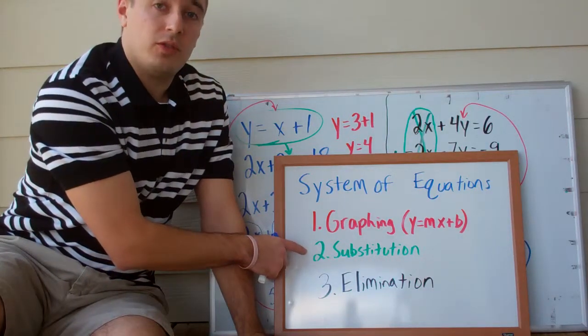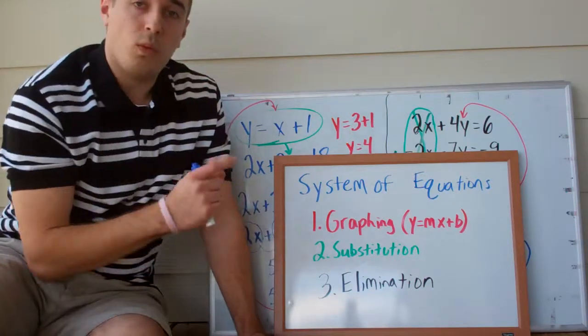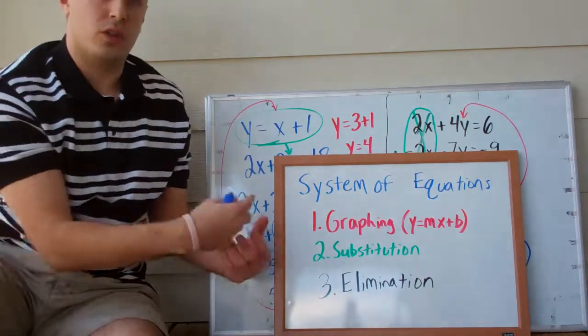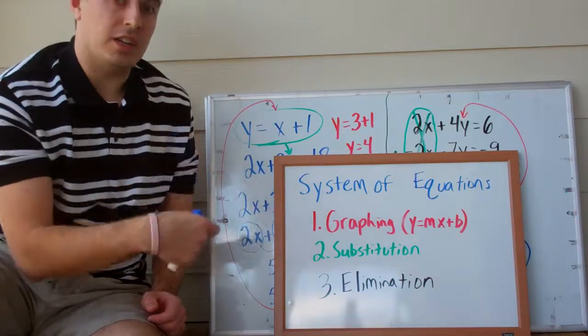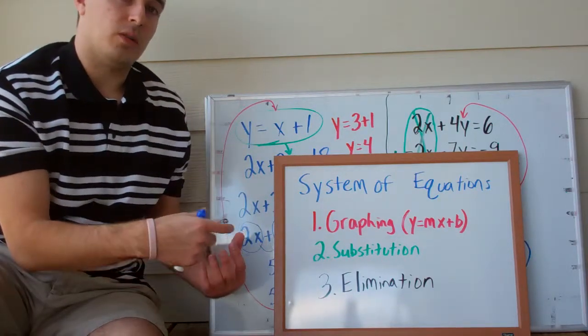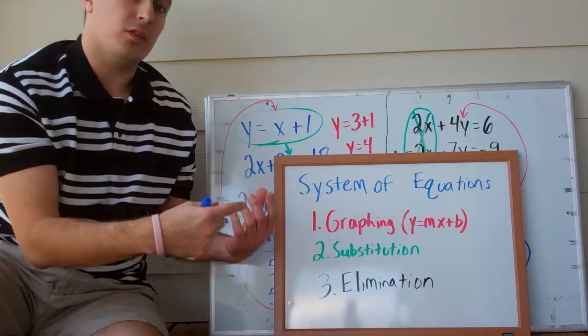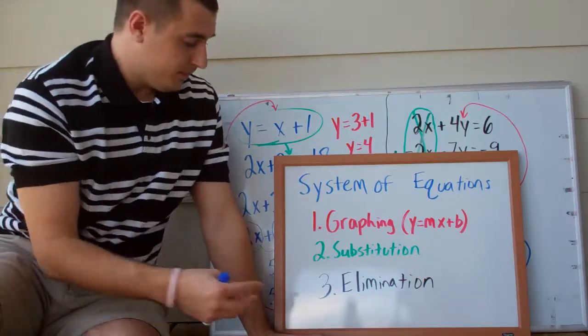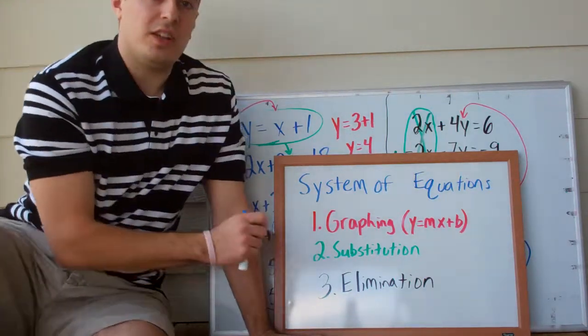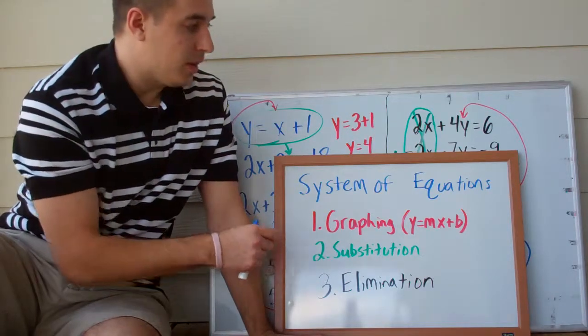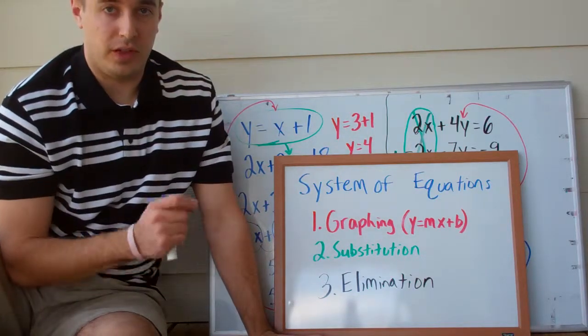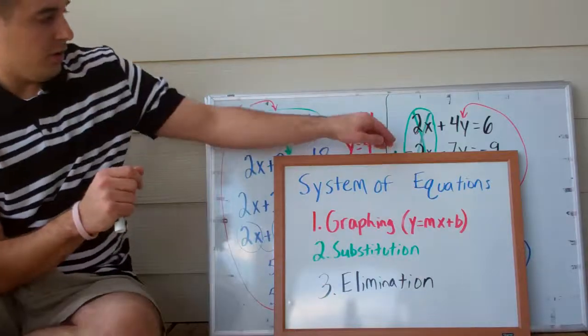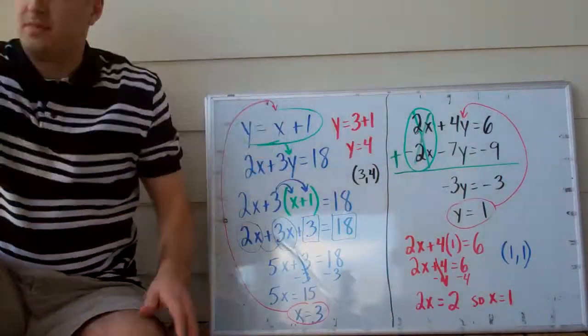Method 2 is substitution. If you can figure out that one of them equals y equals an expression, you can take that and plug it into the second one, solve for a variable, and then work backwards to figure out the other variable. Method 3, elimination. Elimination is the easiest, but at the same time, you can only use it in certain circumstances. So let's take a look at some examples of these.